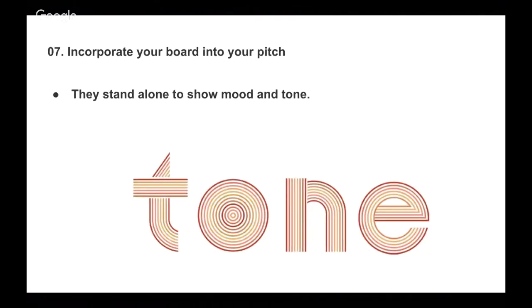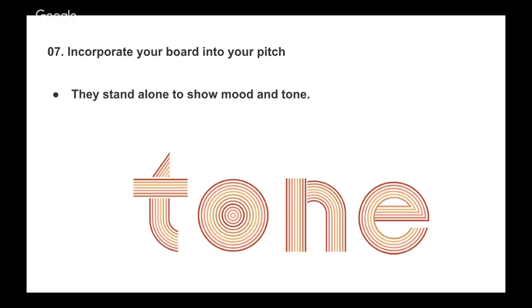Tip number 7. Incorporate your board into your pitch. Generally, mood boards are considered to be separate to pitch or presentation work. They stand alone to show mood and tone. This is standard practice, but consider instead making them part of your pitch or presentation.